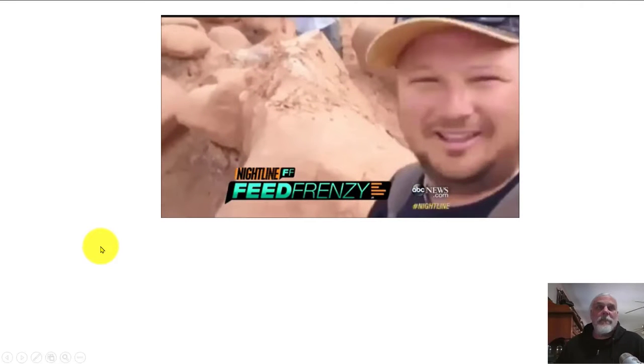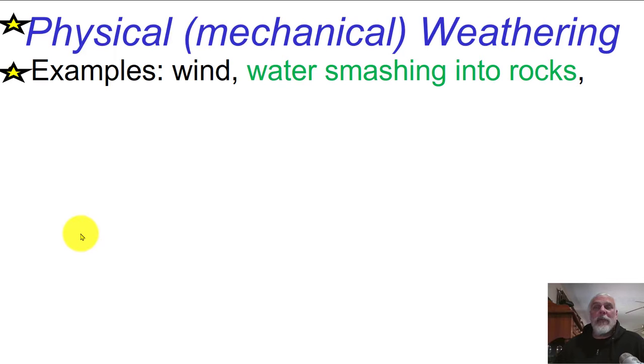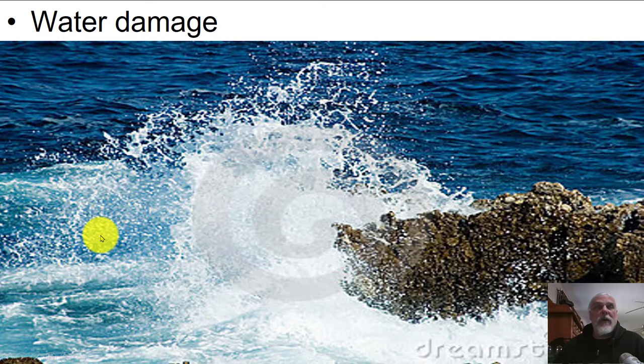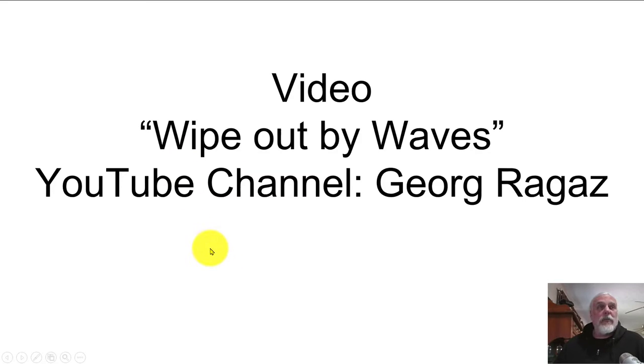Yeah, that's kind of a shame, and yeah, they did get themselves into trouble for that. So don't do that at home, kids. Our next example of physical weathering is water. Water smashing into rocks can cause quite a bit of damage on the rocks, so water damage. And here's a video just showing how powerful this moving water could be. So this is called Wipeout by Waves.